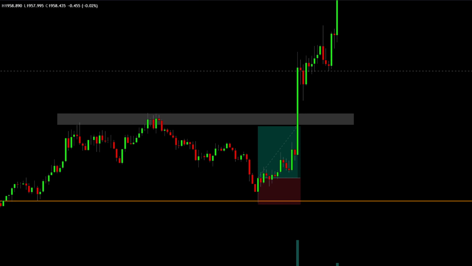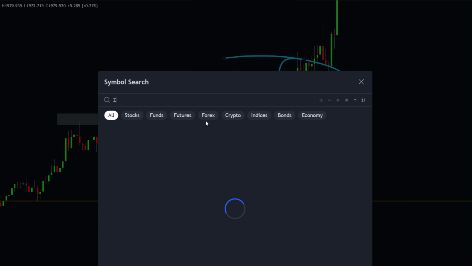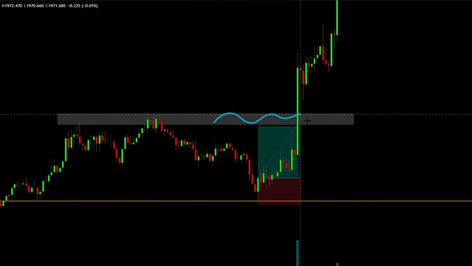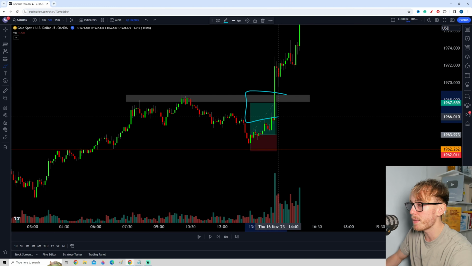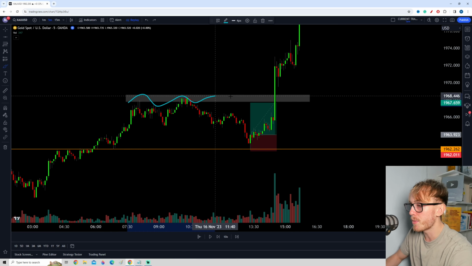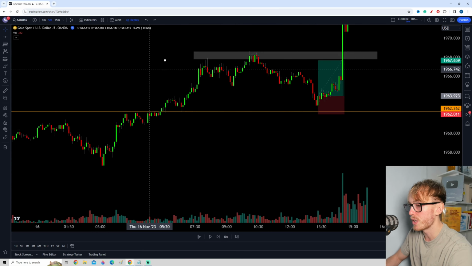You can see in this case we actually smashed above. We saw a massive breakout above that resistance. But this doesn't happen every time. This definitely doesn't happen every time. So many times it can be a better idea to look at the market structure and set your risk to reward ratio accordingly.